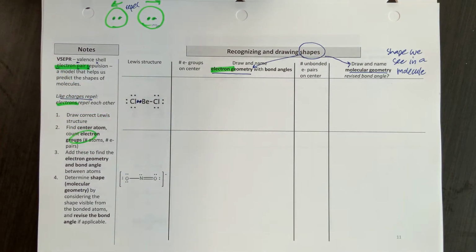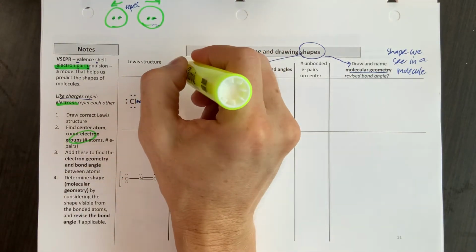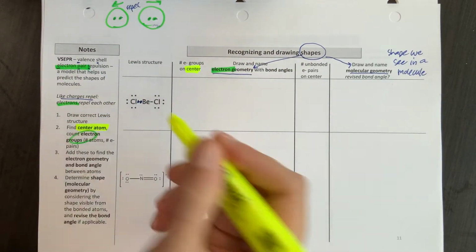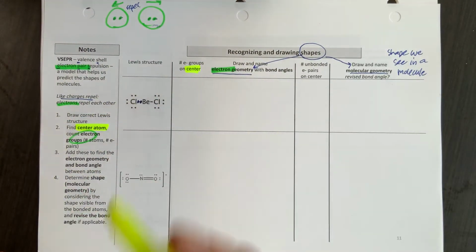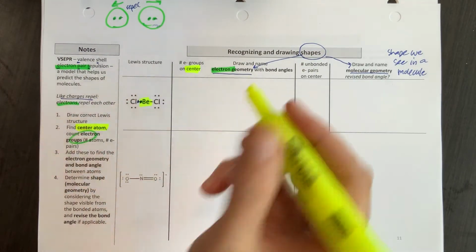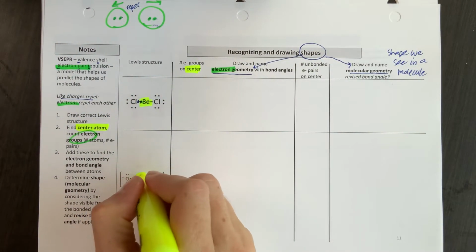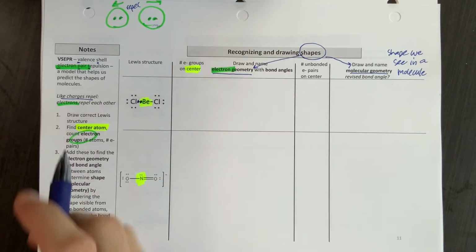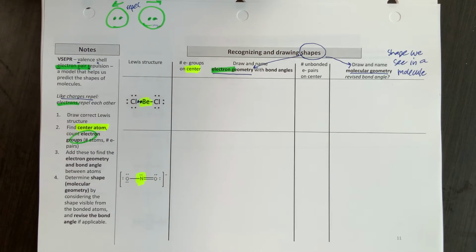Another thing we're going to be looking at when we talk about shape is the center atoms. I'm going to be using yellow to help us see those center atoms. You can only find the shape of one atom at a time. So for example, we'll look at beryllium and we'll look at nitrogen, and we'll talk about the shape of the electrons around that atom.